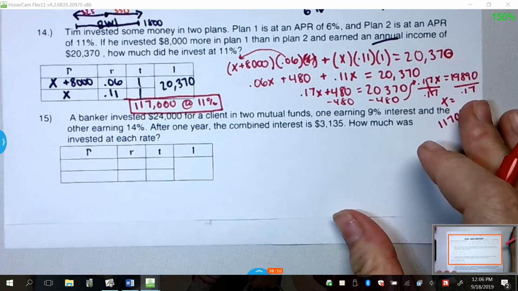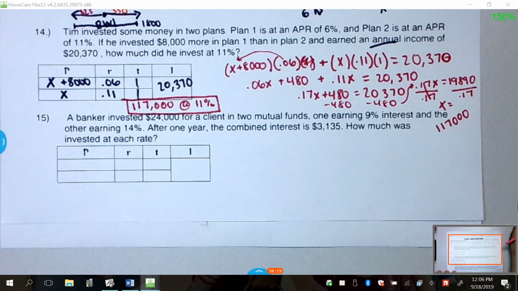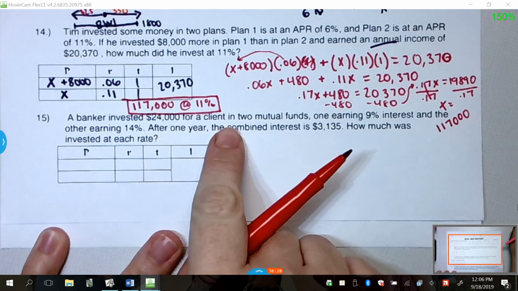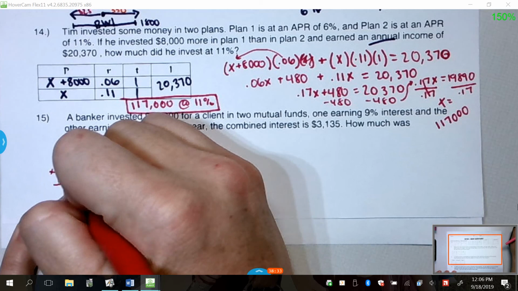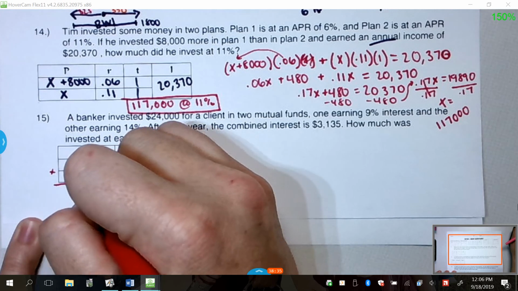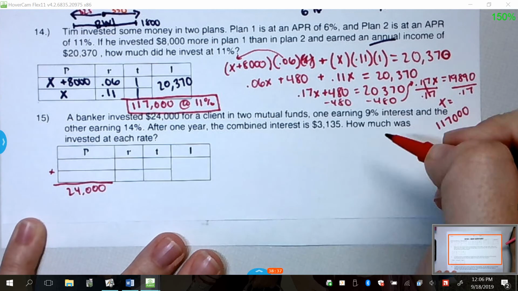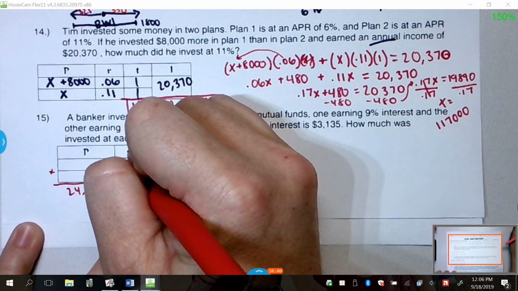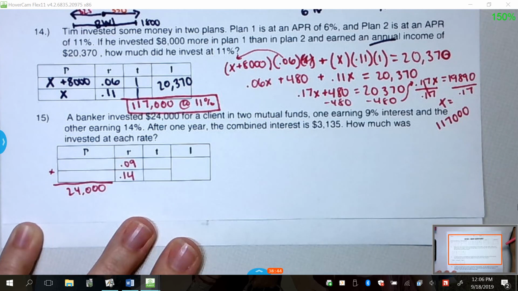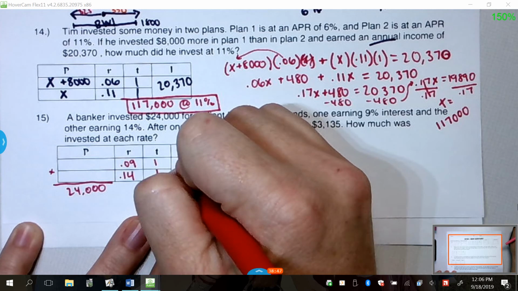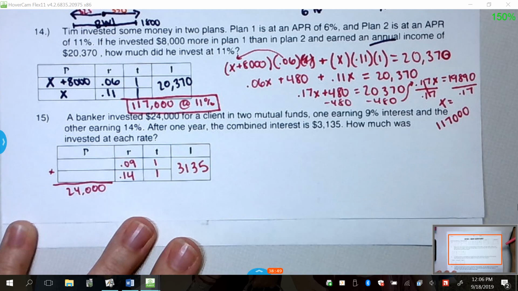Okay, last problem. This is kind of my own problem, but there is one like this on your test, so I want you to pay attention. I'm just going to set up the table. The rest you should know how to do. It says a banker invested $24,000 for a client in 2 mutual funds. So we know his total principal is going to add to $24,000. One earning 9% and the other earning 14%. After 1 year, the combined interest is $3,135. How much was invested at each rate?